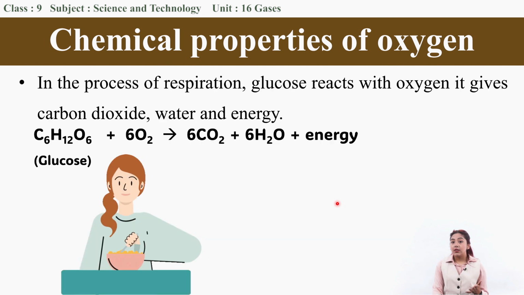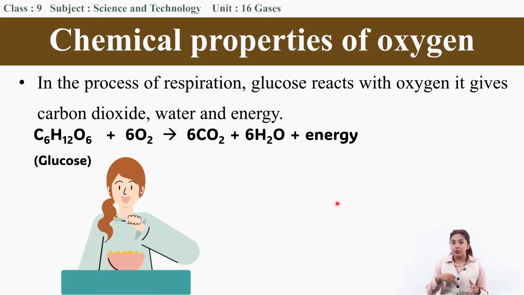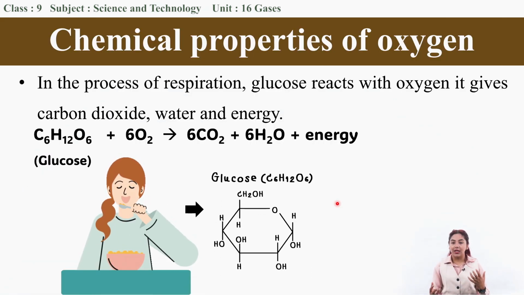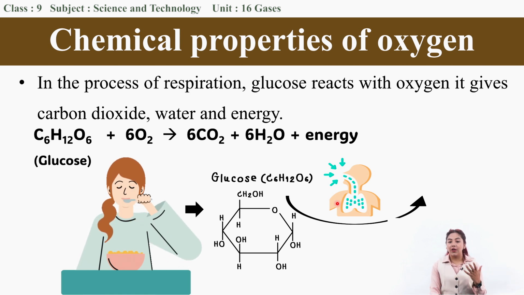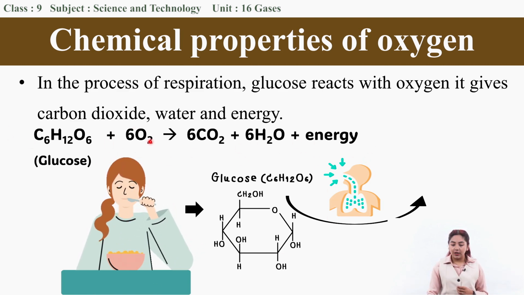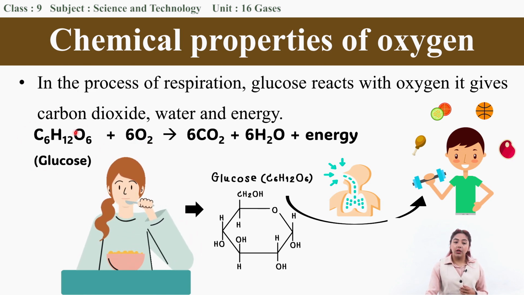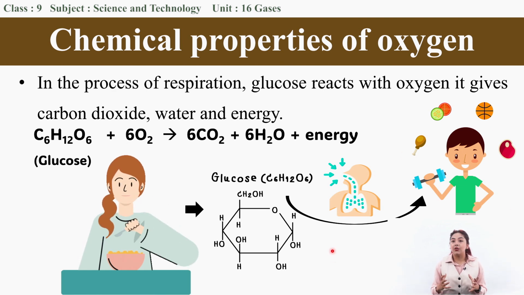Now let us study another important chemical property of oxygen. When we eat food, the food is stored in the form of glucose in our body, and when we breathe, we take in oxygen, and that oxygen, through the process of respiration, gives us energy. That is, the oxygen that we breathe in will break down the glucose into carbon dioxide and water, and this energy will help us to perform our day-to-day activities. So this process of respiration, which includes oxygen, is crucial for our survival.